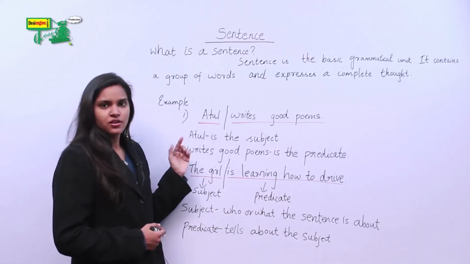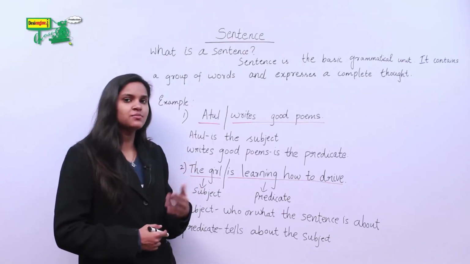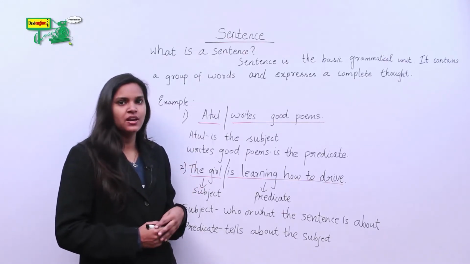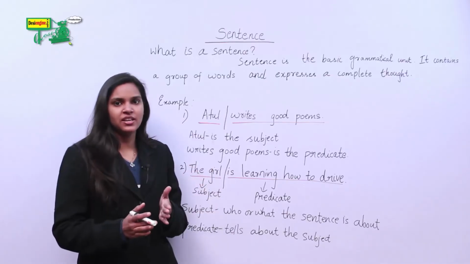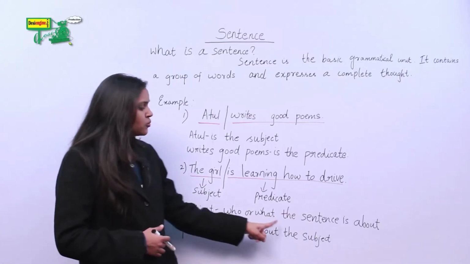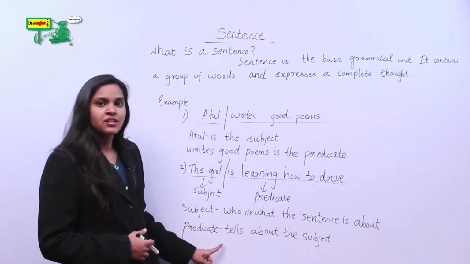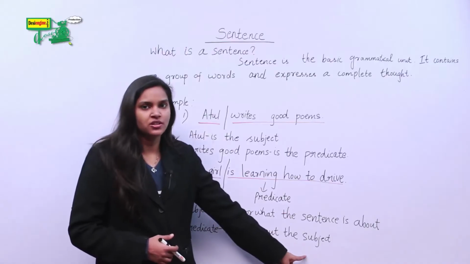Now, let's talk about how the sentence is divided. The sentence is basically divided into two parts, a subject and a predicate. The subject is who or what the sentence is about, and a predicate tells about the subject.